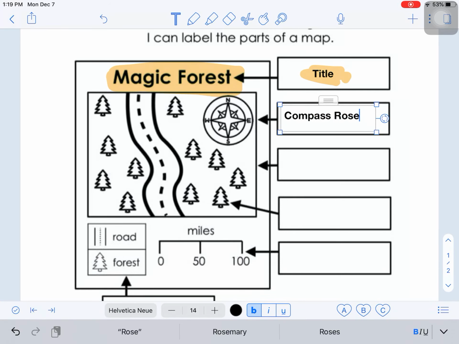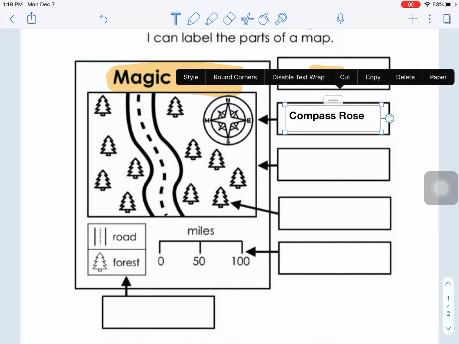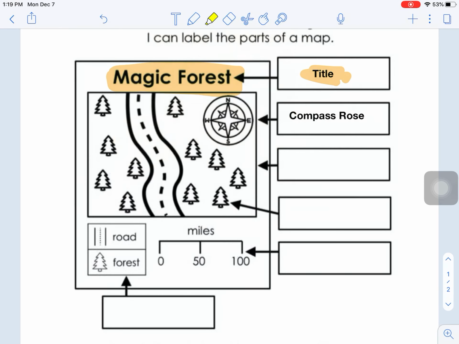If you said compass rose, you would be correct. And this tells us the different directions that we have. So we have north, east, south, and west. And that again is our compass rose. It tells us what direction we are looking at.